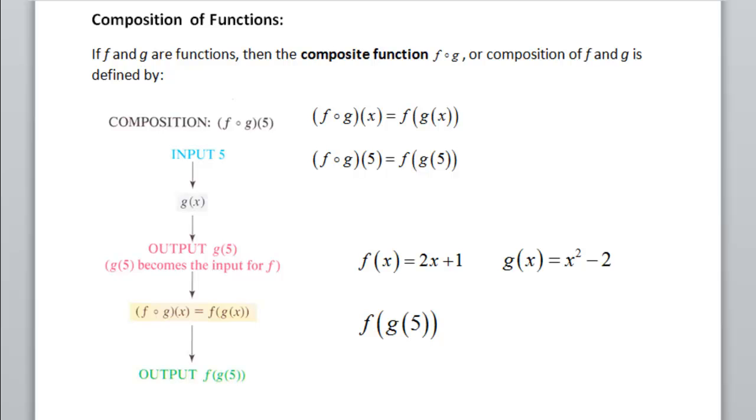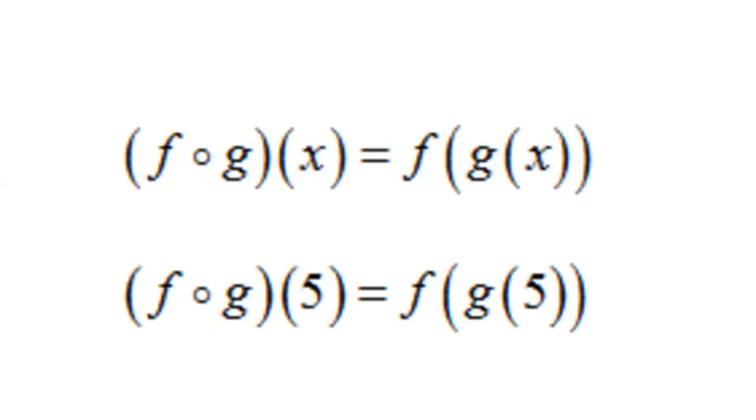Alright, we're going to talk about the composition of functions. It says if f and g are functions, then the composite function, which is f of g, or it says f∘g, it looks like "fog", or the composition of f and g is defined by this. (f∘g)(x) means f of g of x, just like this. It means that the function g of x is the input into the function f. Okay, that's what it means.